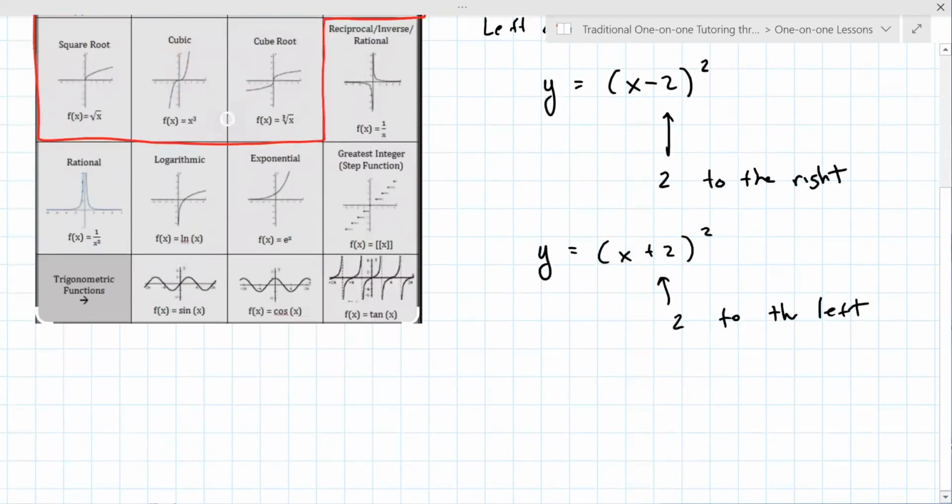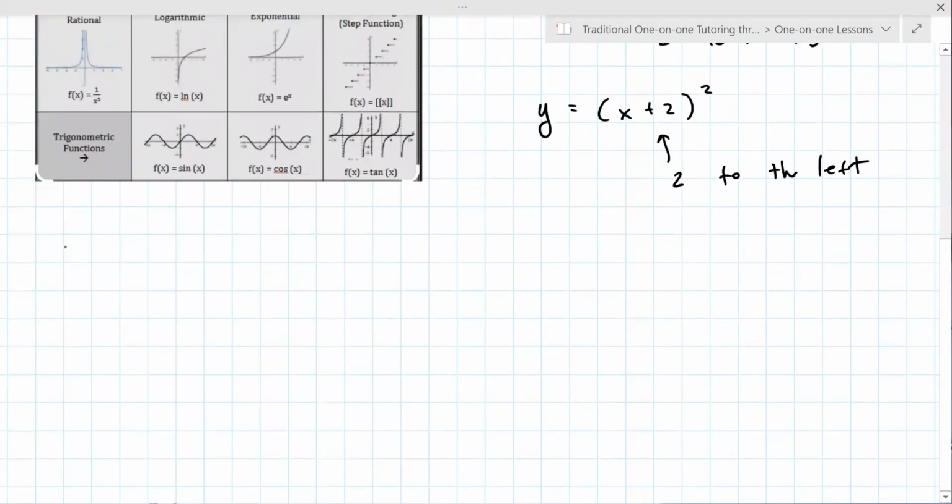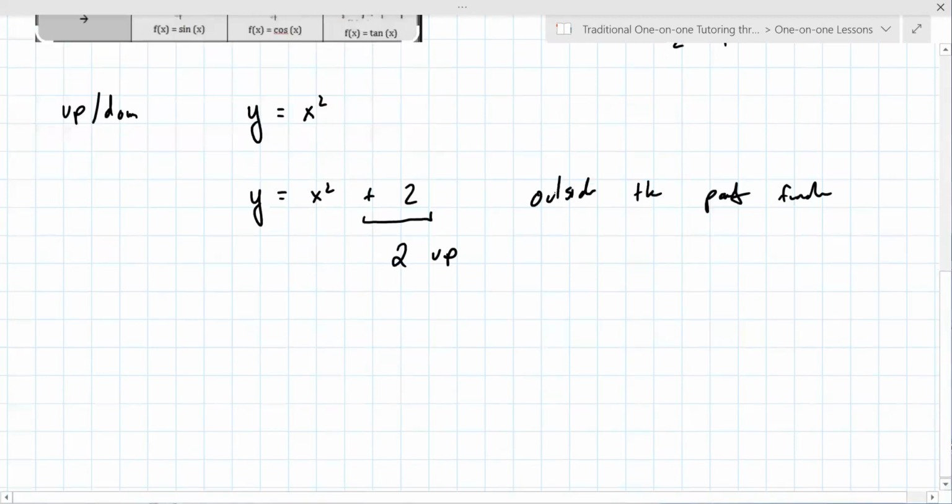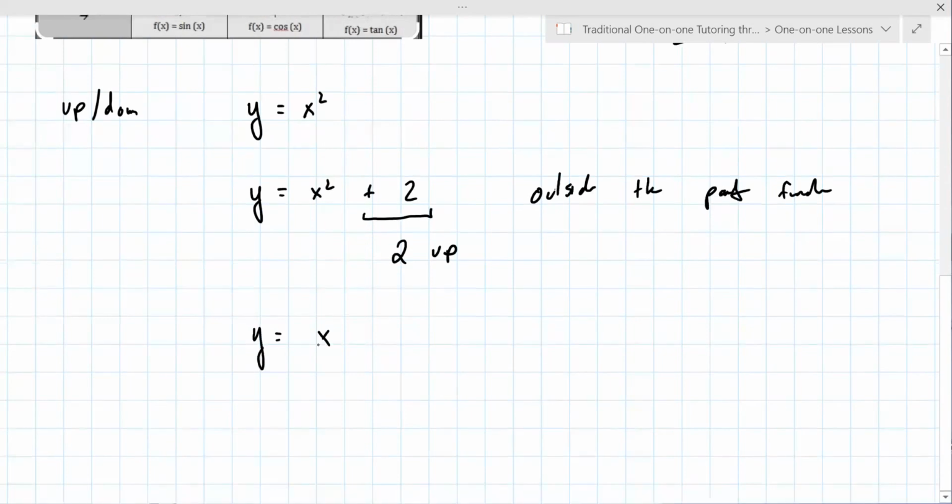So the next thing we can talk about is up or down. If I give you y equals x squared, and then I give you y equals x squared plus 2, this is 2 up. Notice that it's outside the parent function. Then you've got y equals x squared minus 2, and that's 2 down. Okay.